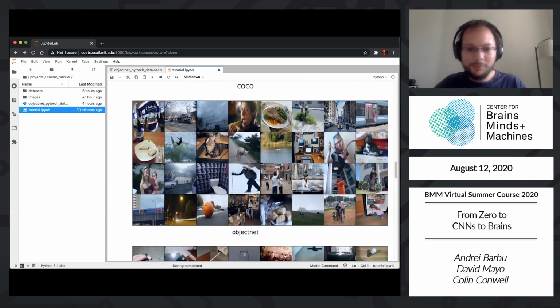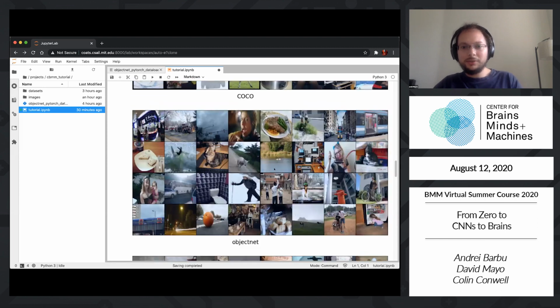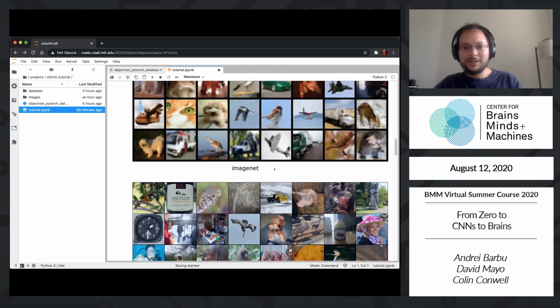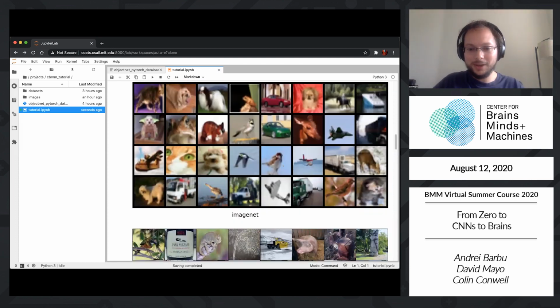COCO was created for mainly doing segmentation, but has much more cluttered scenes because they have many instances of objects inside their scenes. Although they have a fairly narrow set of objects, they do have much more complex scenes to recognize. So it's easy looking at each one of these to pull out, if I gave you an image, you'd be able to tell me which data set that image came from.